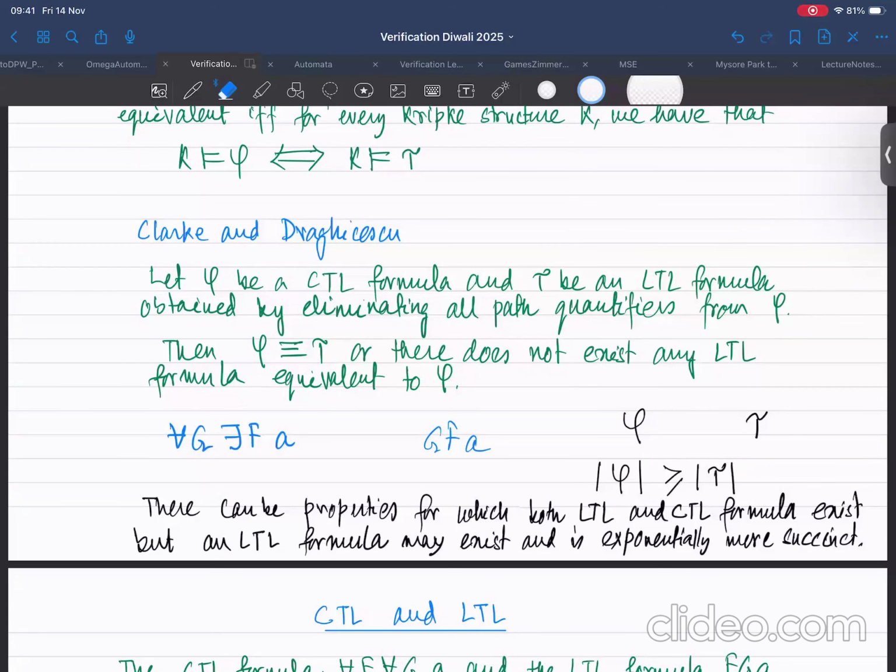If you had a CTL formula expressing no Hamiltonian path which is polynomial in the size of the graph, then given that CTL model checking is in polynomial time, you could have obtained a solution to the Hamiltonian path problem in polynomial time, which we know is not the case unless P equals NP. That gives an intuition as to why a CTL formula can be much larger.